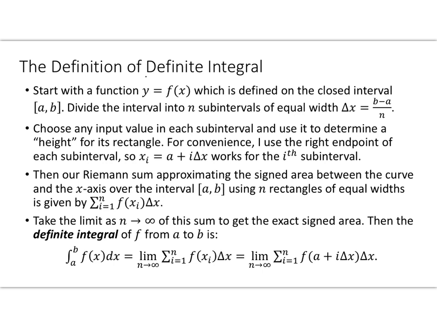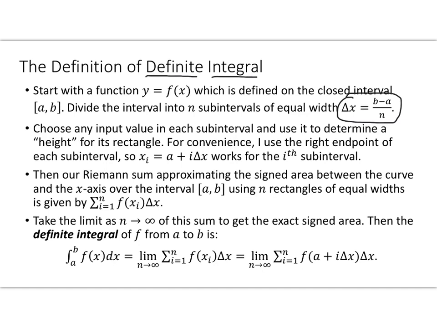The terminology in question is definite integral. So when you hear the words definite integral, you should be thinking about the process of finding the exact value of signed area. The process is this. We start with a function, which is defined on a closed interval, and we divide that interval up into n subintervals of equal width, delta x. That should sound familiar from the previous video. So those delta x's give us the bases of our rectangles that we use to approximate signed area.